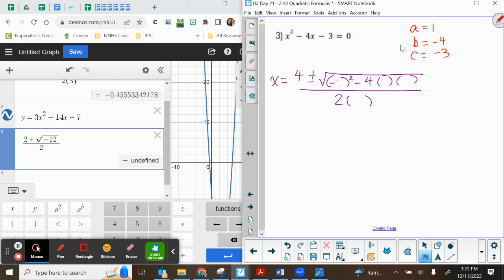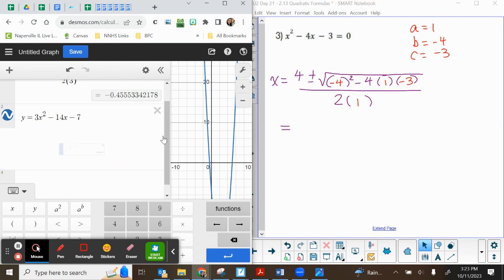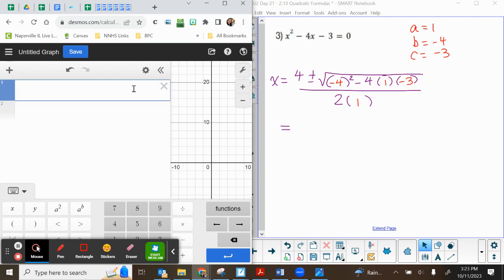So B squared, that's negative 4 squared, minus 4AC all over 2A. If I put that into Desmos and I get a nice number, then I'm good to go. So let's try this in Desmos. I have 4. I'm just going to start with a plus. Square root of negative 4 squared minus 4 times 1 times negative 3. And then I'm going to highlight it all over, over 2 times 1.